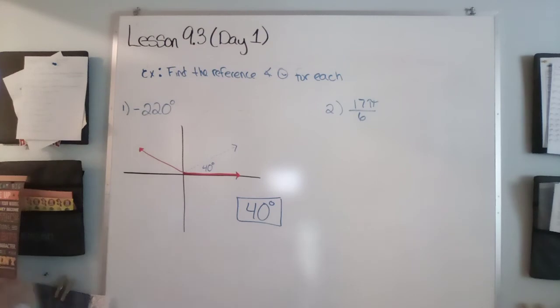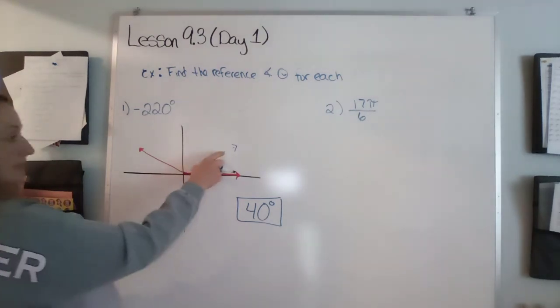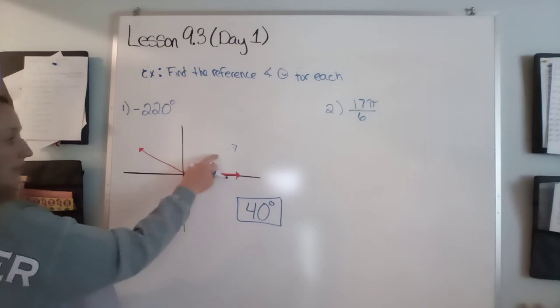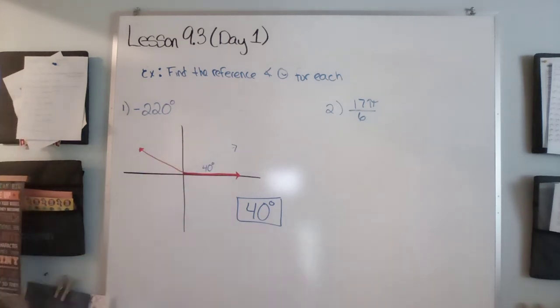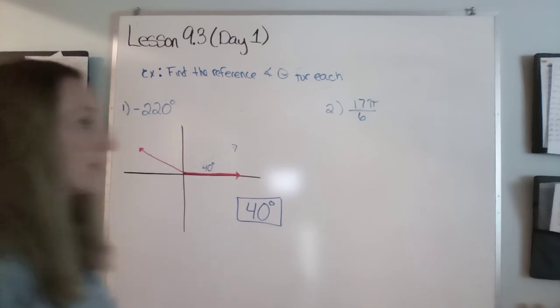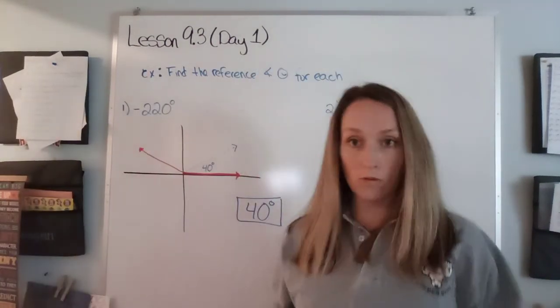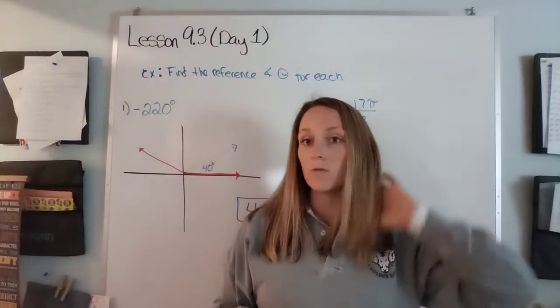So again, a reference angle lies in the first quadrant, and it needs to be the same distance away from the x and the y axis as the terminal side lies wherever it is in the coordinate plane. Okay. Number 2 is in radians. Now, we are still becoming familiar with radians. We're probably not comfortable with radians.